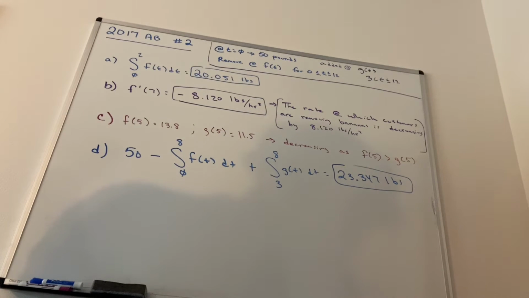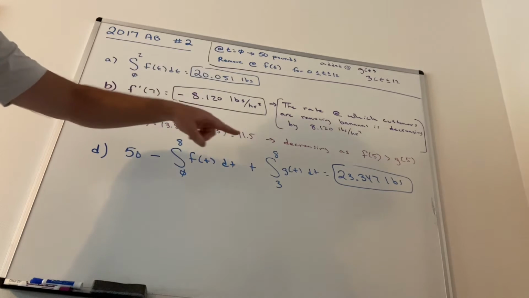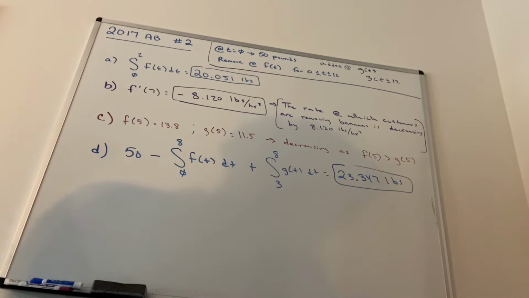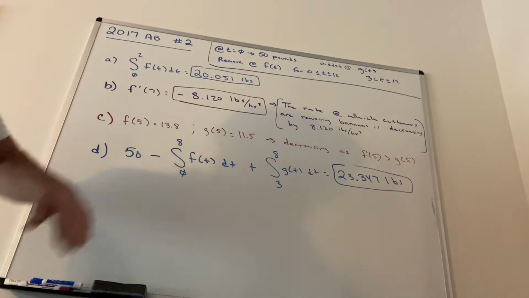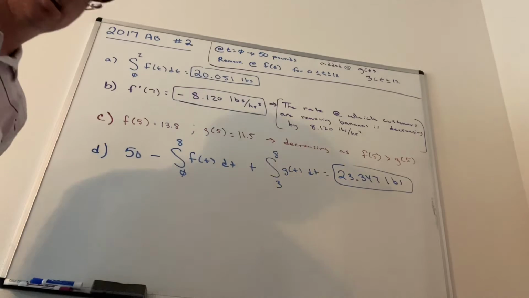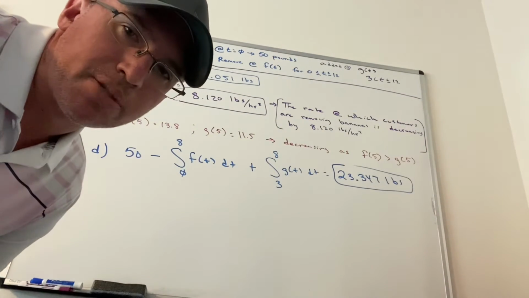Okay, and something to notice throughout here, all of my decimal answers are to 3 decimal places. That's what AP wants. All right, part B, find f prime of 7 and explain what it means. Okay, so on a non-calculator, you'd have to actually derive and plug in 7. This was a calculator question, so you would just use math 9 and type it in, evaluate it at 7, and you get negative 8.120 pounds per hour squared, right? Because f was already in pounds per hour.